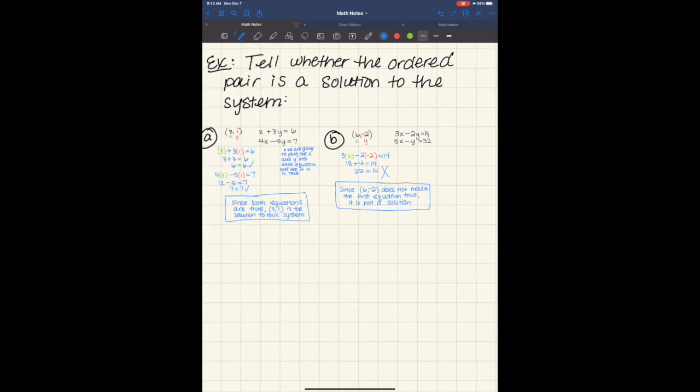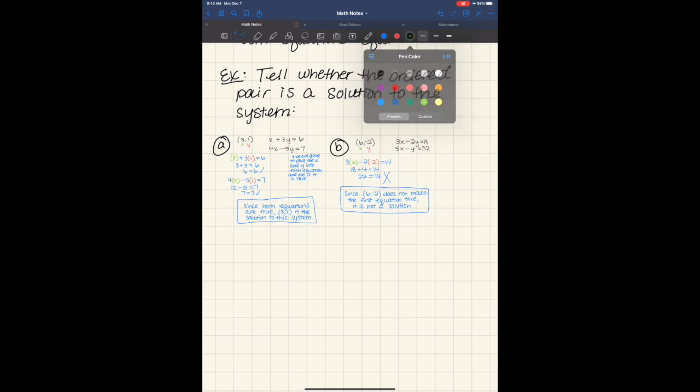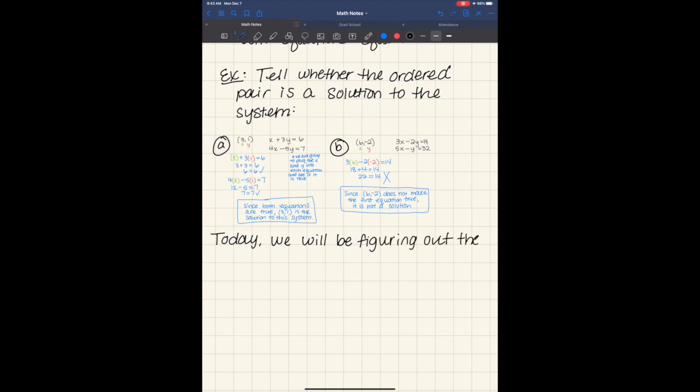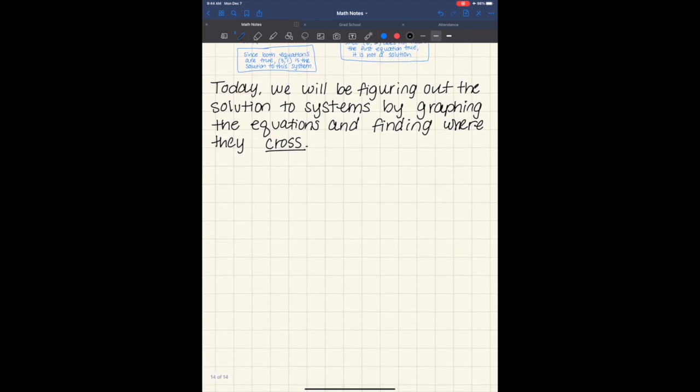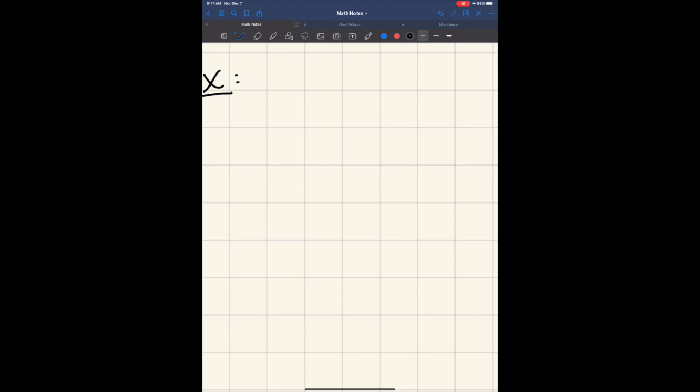So now let's actually find that coordinate instead of having it given to us. So we're finding out where our two lines cross. So for our first example, we have y equals 2x minus 3. And the second one, we have y equals x minus 1. They're both in slope-intercept form.